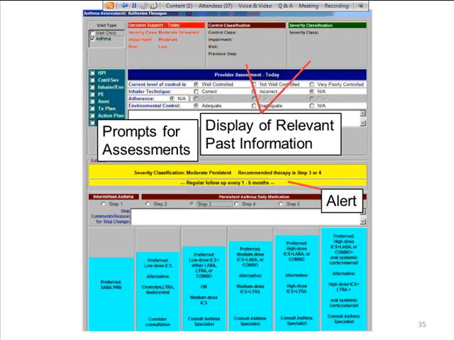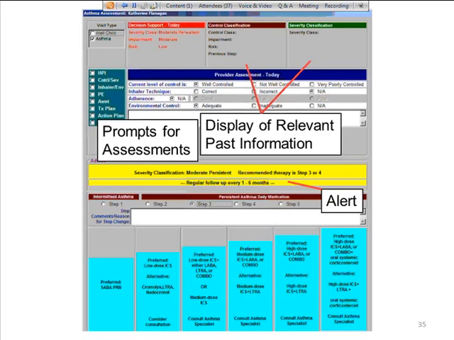Based on the information that was provided, this suggests that the severity classification is moderate persistent and the recommended therapy is what is called step 3 or 4, along with regular follow-up every 1 to 5 months. That's presented as a dynamically generated alert. The clinician is free to accept that alert or to reject it. If they reject it, we ask them to describe why.